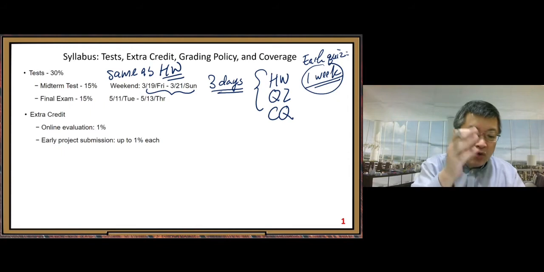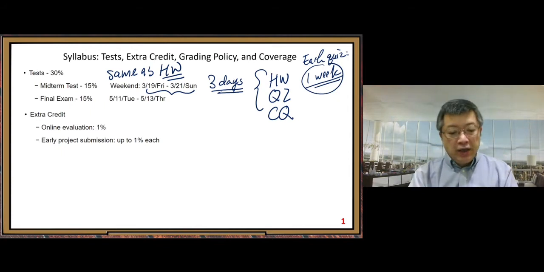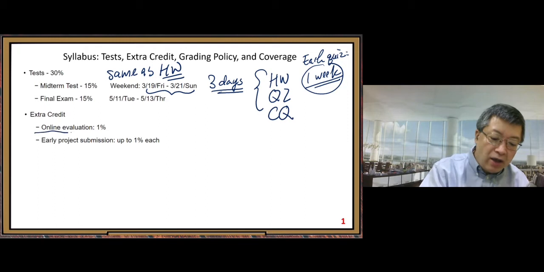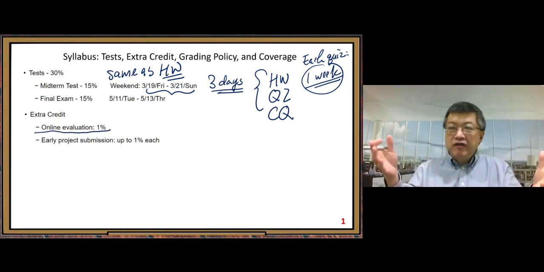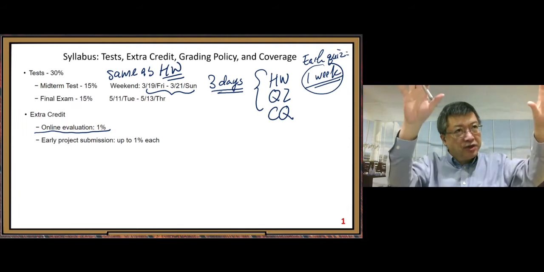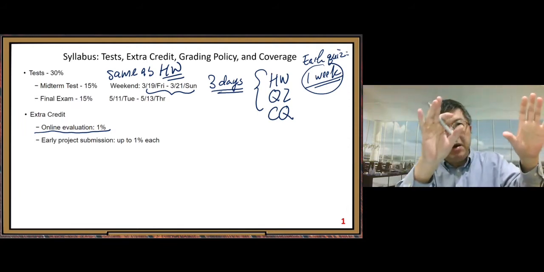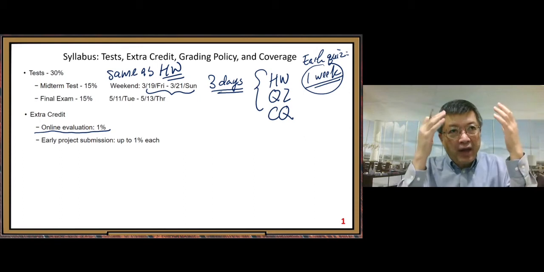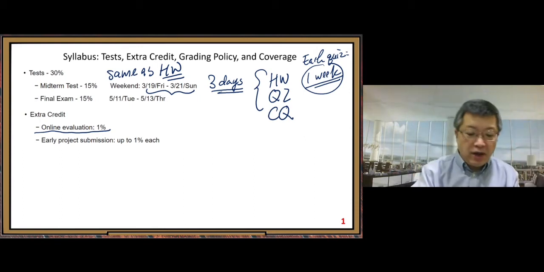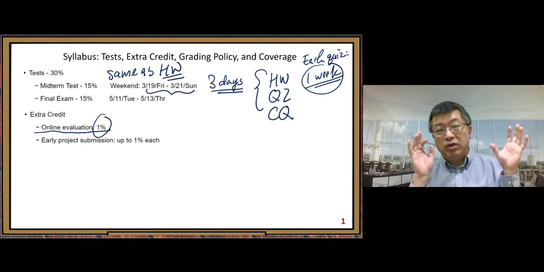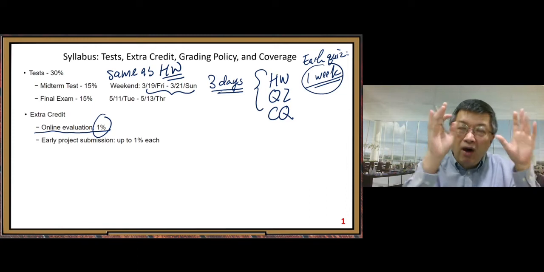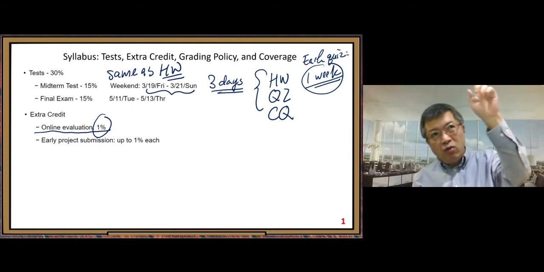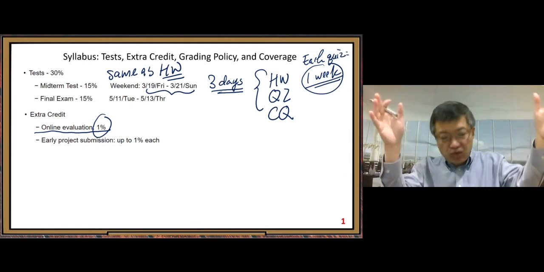After that, the extra credit part. Here you have some chances to earn extra credit. One is the online evaluation. At the end of the semester, in Canvas, you can go to one page to do the online evaluation for this class. You are encouraged to go there and do that online evaluation. Here, it is 1%. What do I mean by 1%? 1% overall. The whole semester is 100, and you get 1% of that 100 as extra credit.